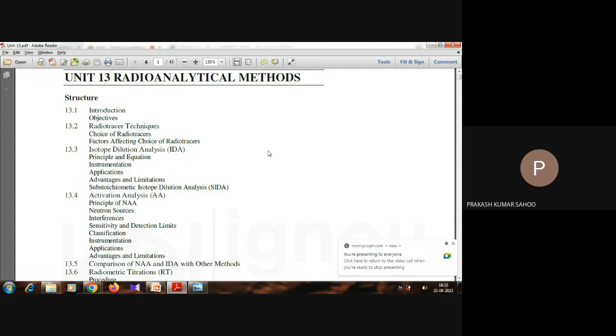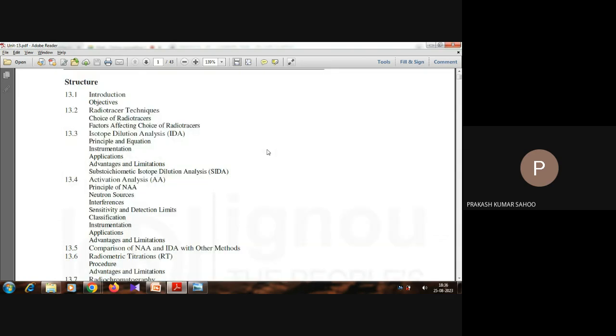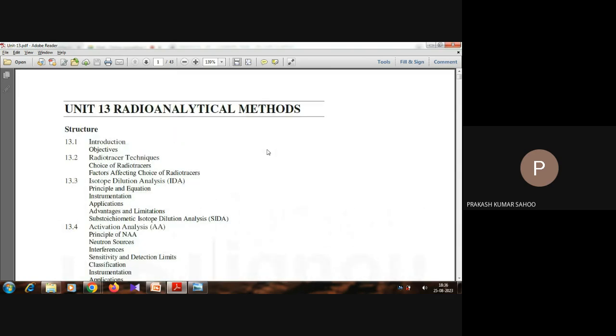So in this part, these things are also very much new to me, because in our BSc and MSc level we did not have so much elaborate discussion or so much depth in the syllabus in our time. So let's have some view on this unit that is related to your radioanalytical methods.